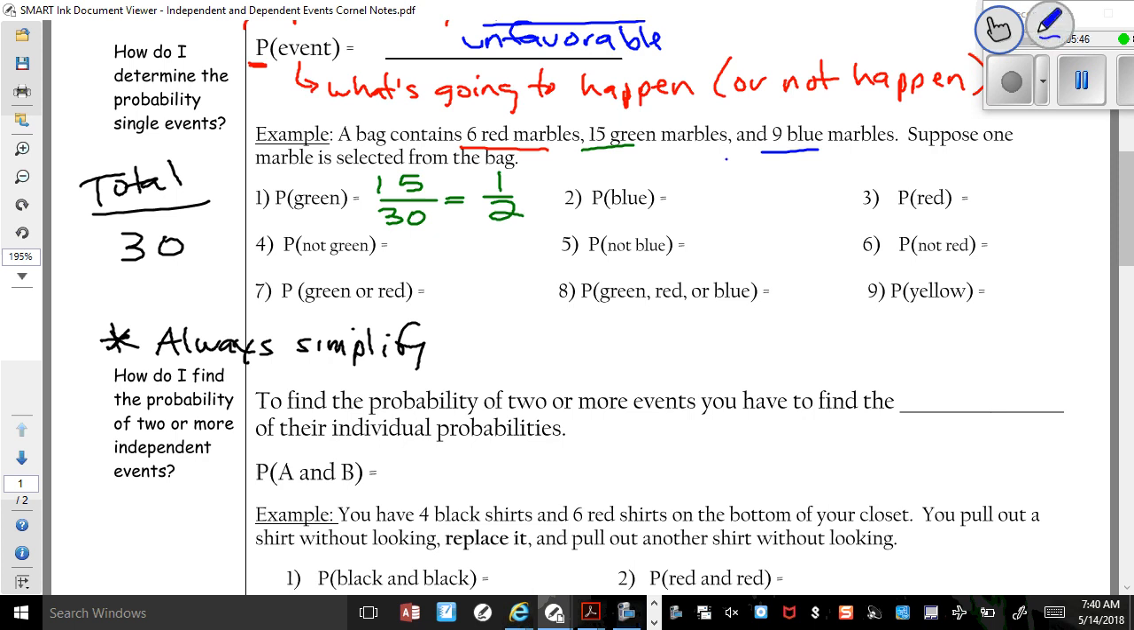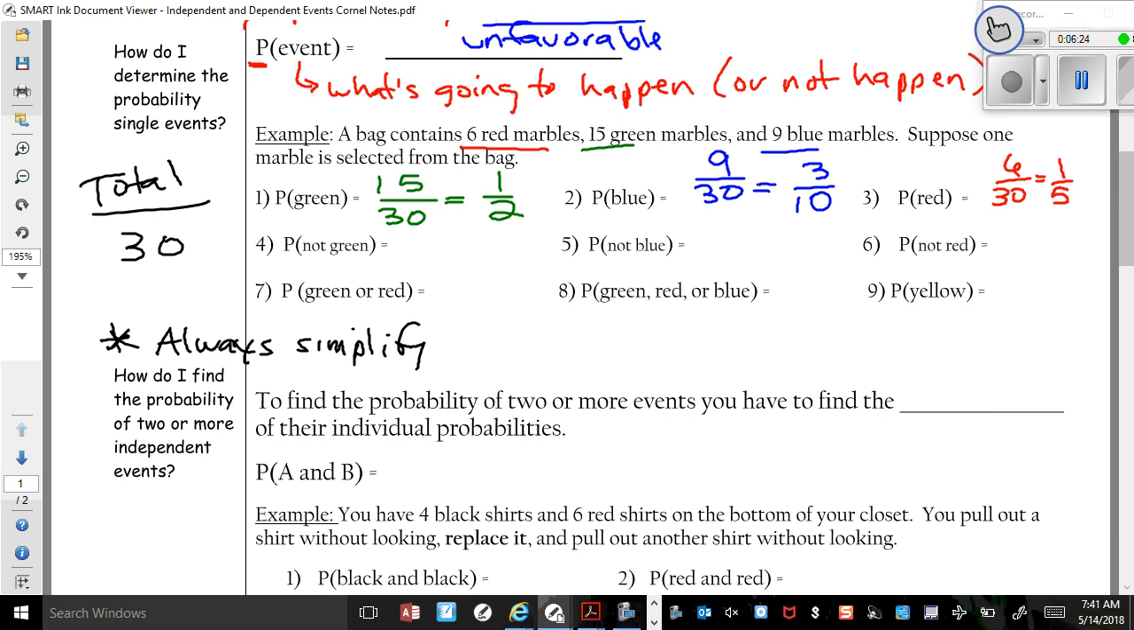Probability of blue. How many blue ones are there? 9 over how many? 30. Can we simplify that? 3, right? 3 over 10. How about red? 6 over 30. Can we simplify that? Yeah. 1/5. Okay.